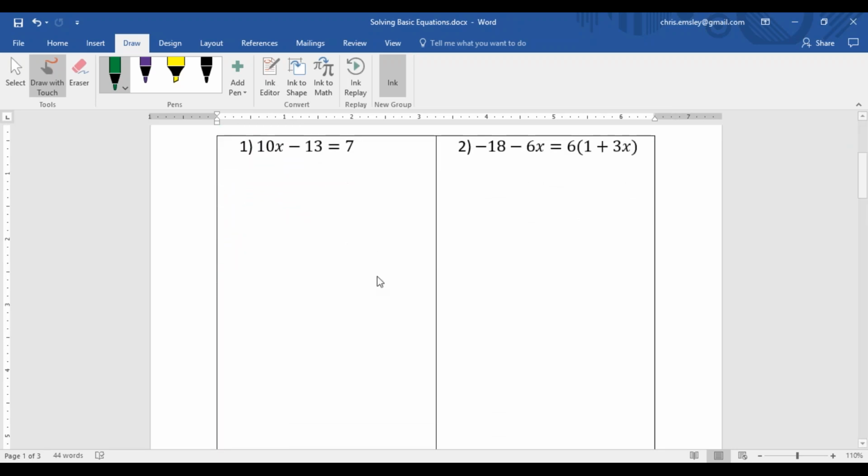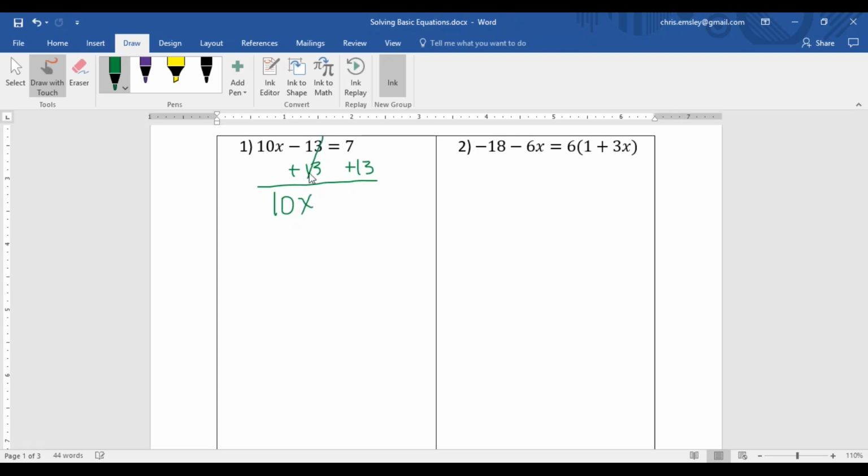Our first one, 10x minus 13 equals 7, and the directions for this one would tell us to solve for x. So if we want to get this x variable by itself, the first thing we need to do is move this 13 over to the other side. So to get rid of a minus 13, we're going to add 13. If we do that on the left, we need to also do it on the right to keep our equation in balance.